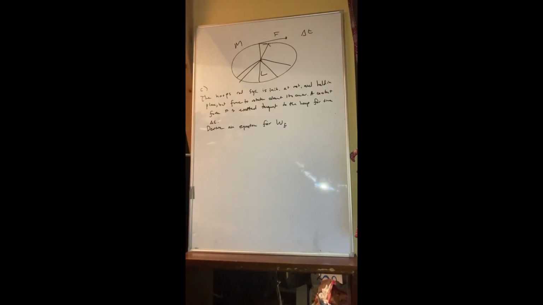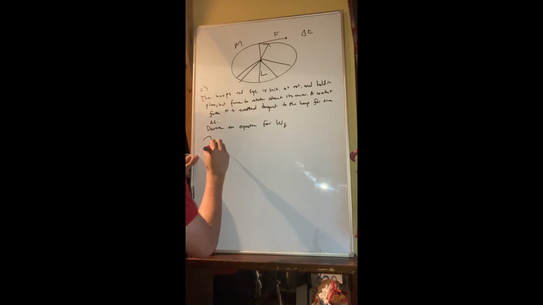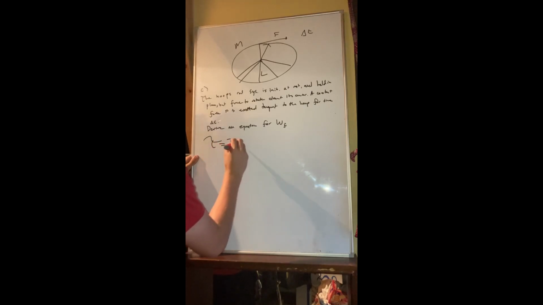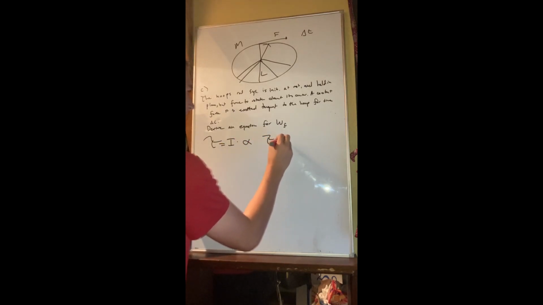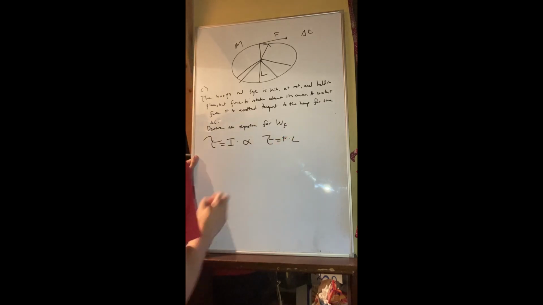Question C tasks us with finding the final angular velocity of the system after force F is applied tangentially for time delta t, in terms of M, F, delta t, and L. So let's start by writing the equation for torque. Torque equals moment of inertia times alpha, the angular acceleration. So we know that torque also equals F times R, which in this case is L, because that's the radius.